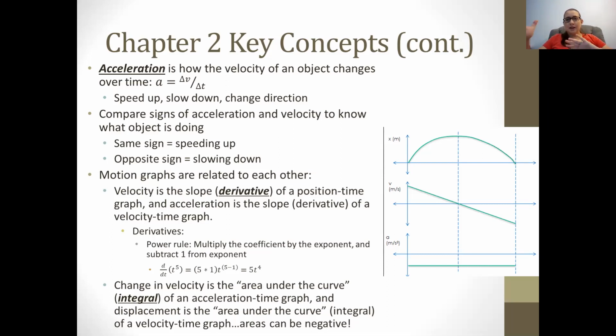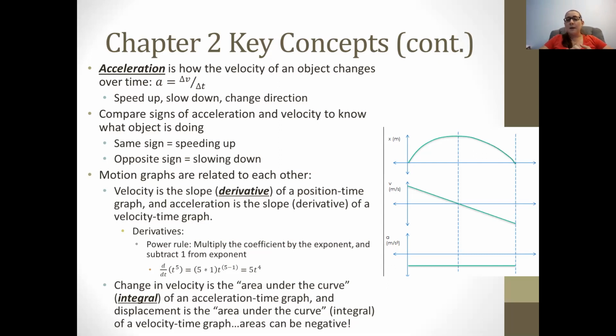If we compare the signs of the velocity and the acceleration, we can know what the object is doing, right? So if velocity and acceleration have the same sign, if they're both positive or both negative, then the object is speeding up. If they're both positive, that means it's speeding up in the positive direction, so forward or up or right, something like that. And if they're both negative, then it's speeding up in a negative direction, so maybe backwards or down.